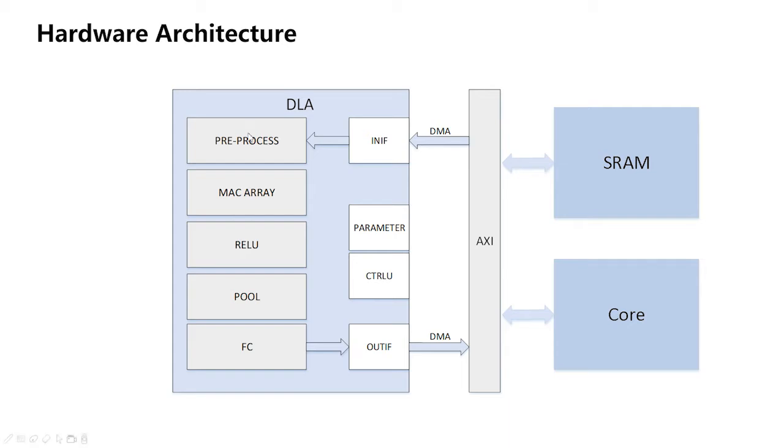At the preprocessing layer, preprocessing of the matrix is performed, as well as the floating point to fixed point conversion. After padding and rearranging, data will be sent to the MAC array to complete the convolution operation. After pooling and convolution, data will be sent to the fully connected layers, and the final results will be transferred through the output interface to SRAM.